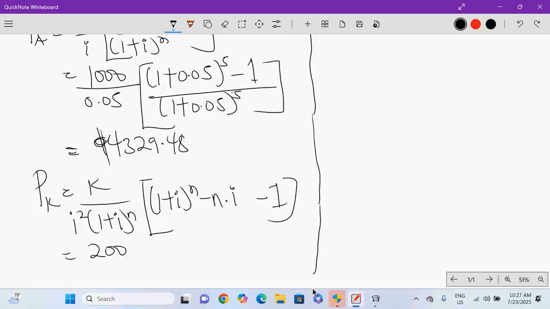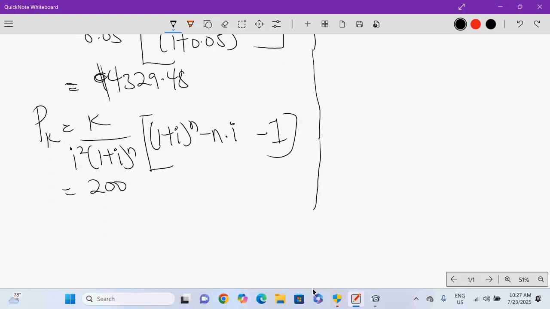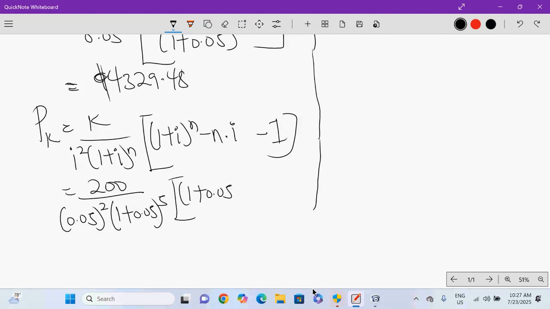That is, it increases by 200. And then the interest rate is 0.05 squared. So bracket 1 plus 0.05 to the power of 5 years, then 1 plus 0.05 to the power of 5 years, minus n, which is 5, multiplied by 0.05, minus 1.